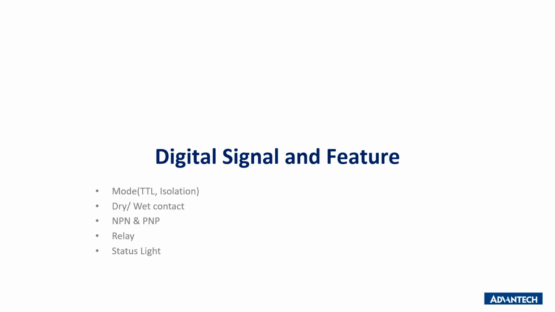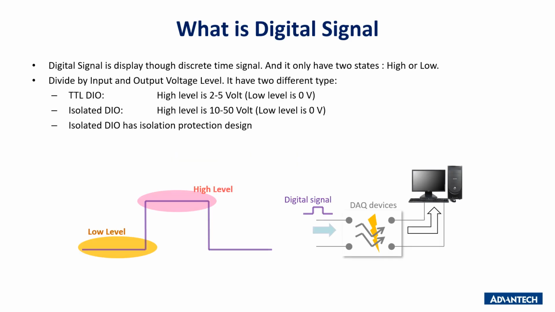In this chapter, we are going to talk about digital signals and their features. A digital signal is displayed through a discrete time signal, and it only has 2 states, high or low. How do we divide the digital signal into high level or low level?